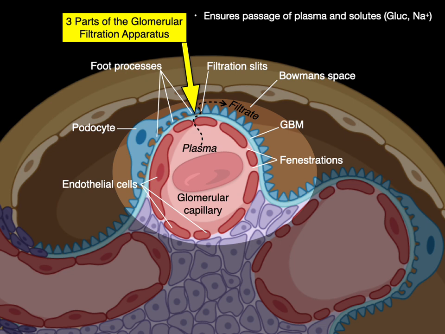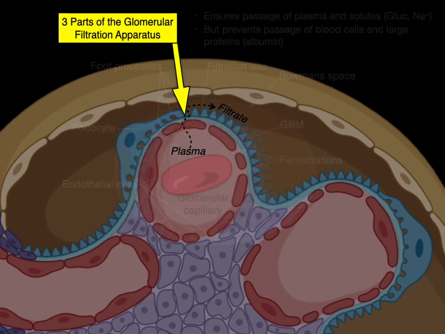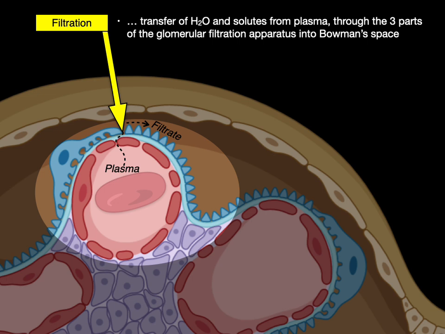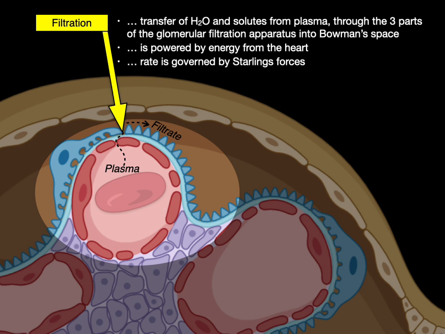and solutes like glucose and sodium, but prevents the passage of blood cells and large proteins like albumin. So filtration is the transfer of water and solutes from plasma through the three parts of the glomerular filtration apparatus into Bowman's space. Filtration is powered by energy from the heart, pushing blood through the arteries into capillaries. And it is also governed by Starling's forces like hydraulic pressure and oncotic pressure.